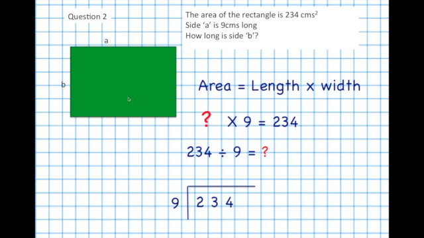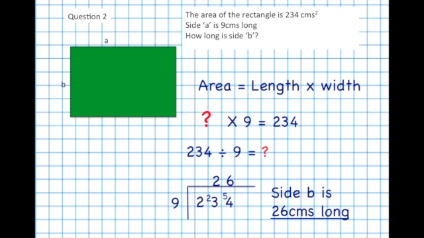And the first thing I ask, how many 9s in 2? Well, 2's too small, so carry it along. How many 9s in 23? Well, 2 9s are 18, and there's a remainder of 5. How many 9s are in 54? 6. So the answer is 26.